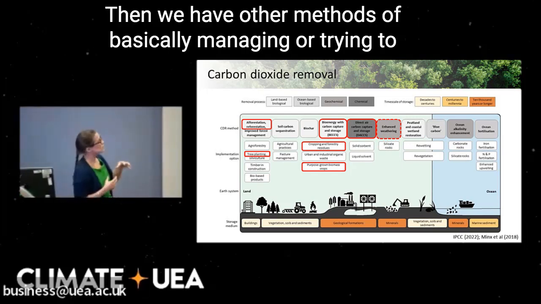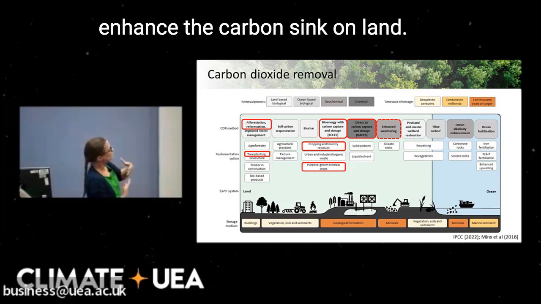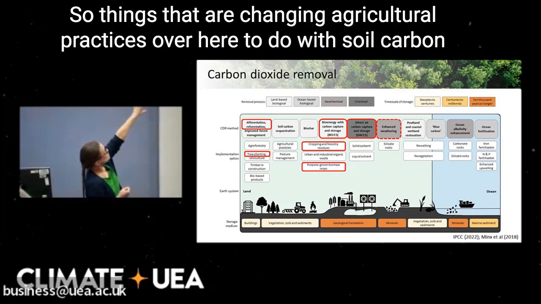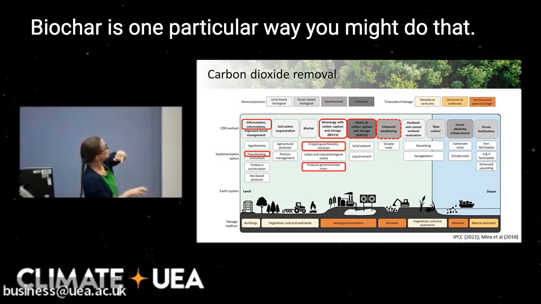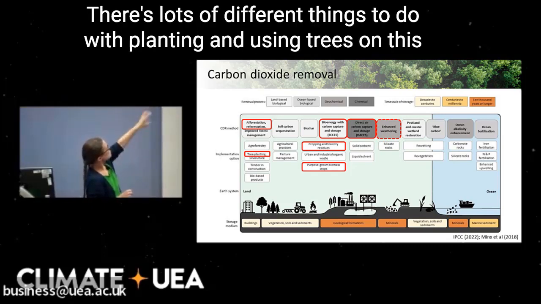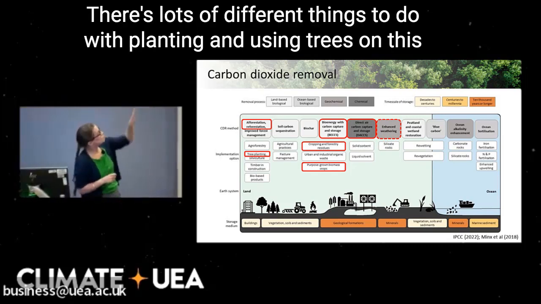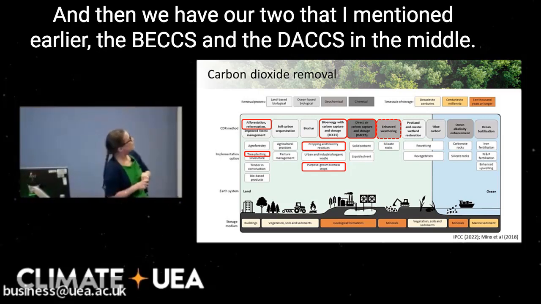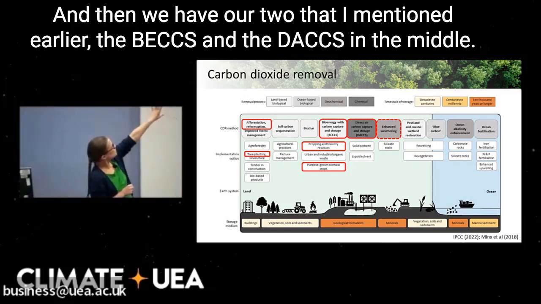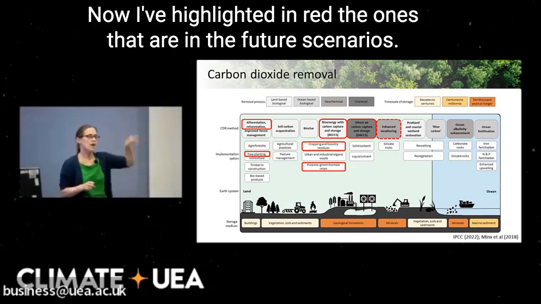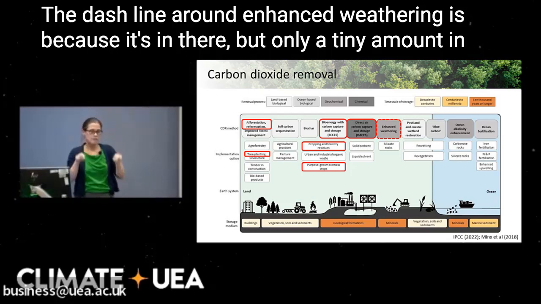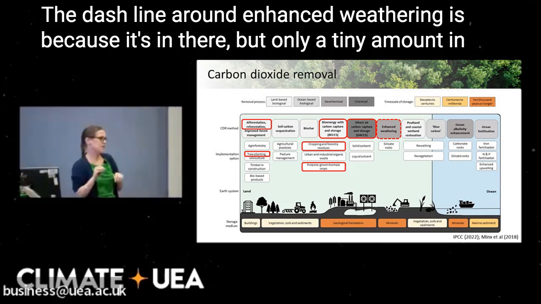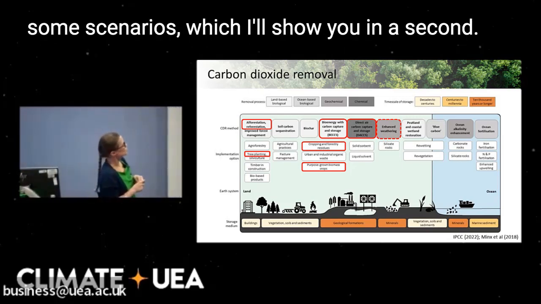Then we have other methods of basically managing or trying to enhance the carbon sink on land. So things that are changing agricultural practices over here to do with soil carbon sequestration, getting more carbon into our soils. Biochar is one particular way you might do that. There's lots of different things to do with planting and using trees on this left-hand column that we can do. And then we have our two that I mentioned earlier, the BECCS and the DACCS, in the middle. Now I've highlighted in red the ones that are in the future scenarios. The dashed line around enhanced weathering is because it's in there, but only in a tiny amount in some scenarios, which I'll show you in a second.